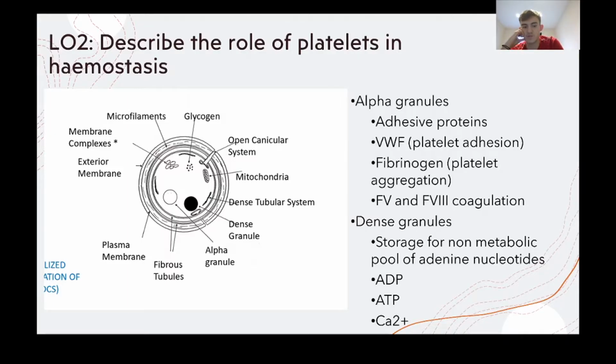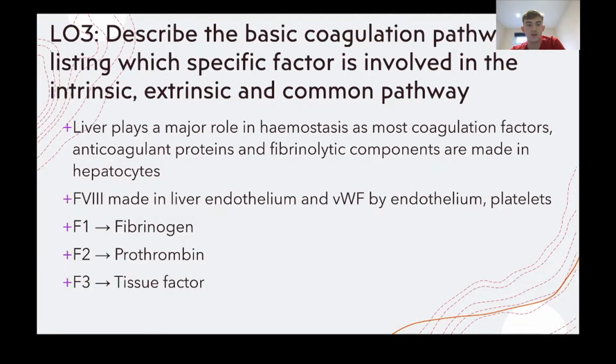Also, as important, we've got these dense granules, which store a non-metabolic pool of adenine nucleotides, such as ADP and ATP, but it also stores calcium 2+ ions, which are used in fibrinolysis. So if we talk about the liver again, very important, and that plays a major role in hemostasis as it produces most of these coagulation factors, proteins, components, and they're all made in these hepatocytes. However, factor 8 is made in liver endothelium, and von Willebrand factors are made again by endothelium or are stored in these platelets.